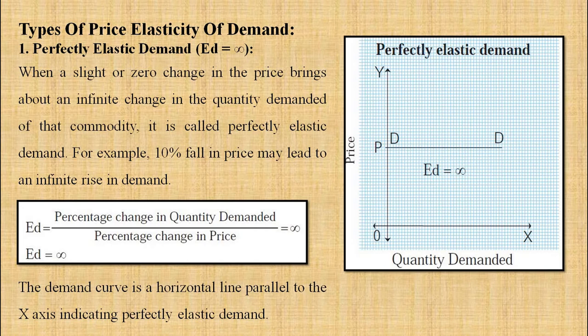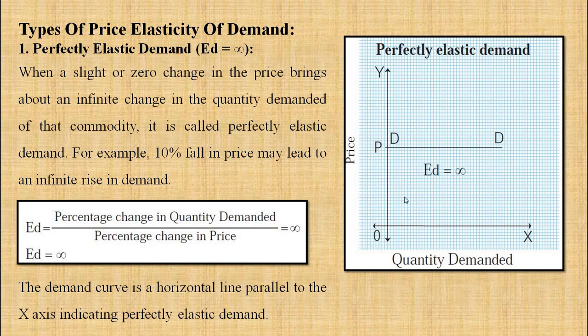Number 1, perfectly elastic demand. ED, elasticity of demand, is equal to infinity. When a slight or a zero change in the price brings about an infinite change in quantity demanded of that commodity, it is called perfectly elastic demand. For example, a 10% fall in price may lead to an infinite rise in demand. So symbolically the formula is elasticity of demand is equal to percentage change in quantity demanded upon percentage change in price.